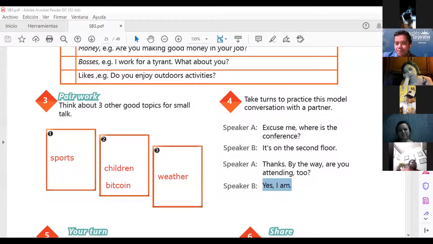¿Comprendimos lo que vamos a hacer? Did we understand? Come on, Ana María. Sí. ¿Por qué me dice así esa manito? Medio. Que sí, que no.